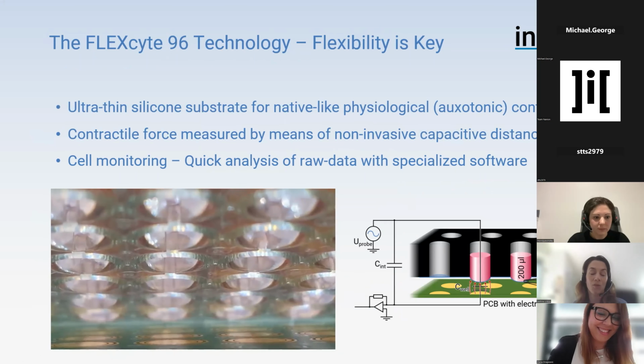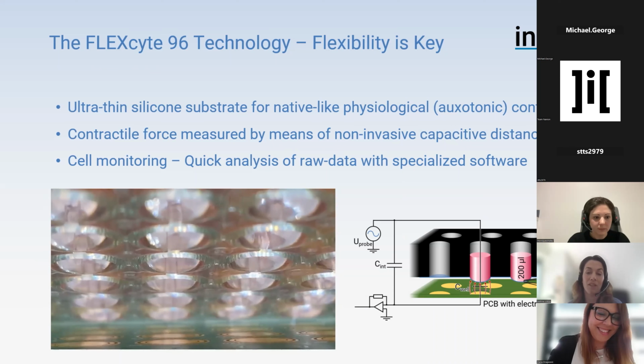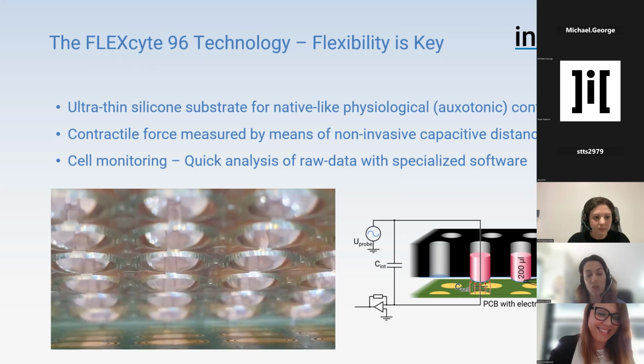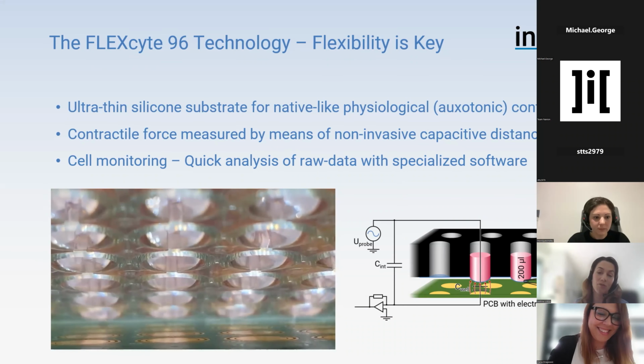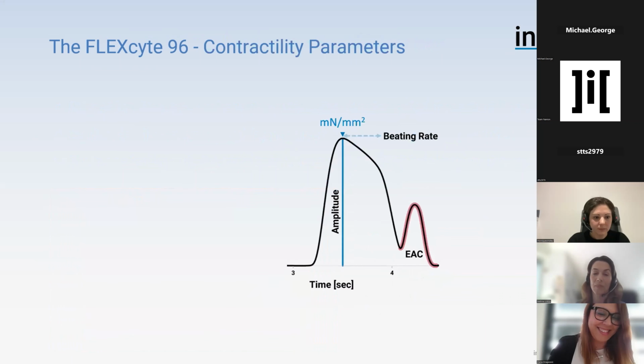And when the cells are on top of the membrane and they are contracting, you can see that they lift the membranes upwards and therefore create a distance change between the electrode and the membrane. And this is then measured via non-invasive capacitive distance sensing. So we have a label-free way to analyze contractility. And we also do it in a cell monitoring way. So we can do it acutely, but we also go up to chronic, several days, and measure it. And all the data we basically get is then analyzed quickly with specialized software.